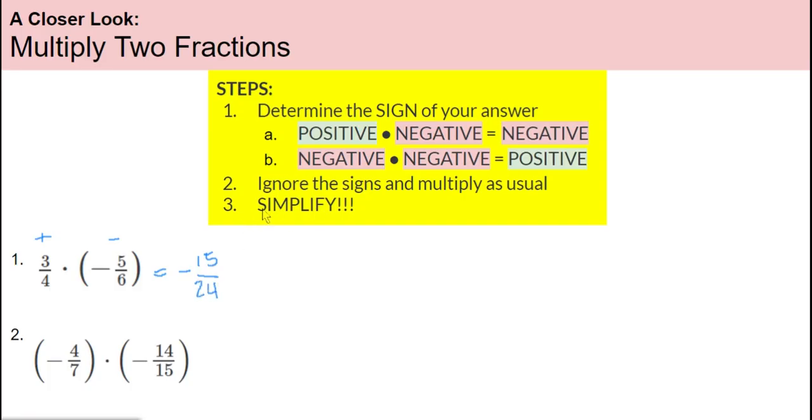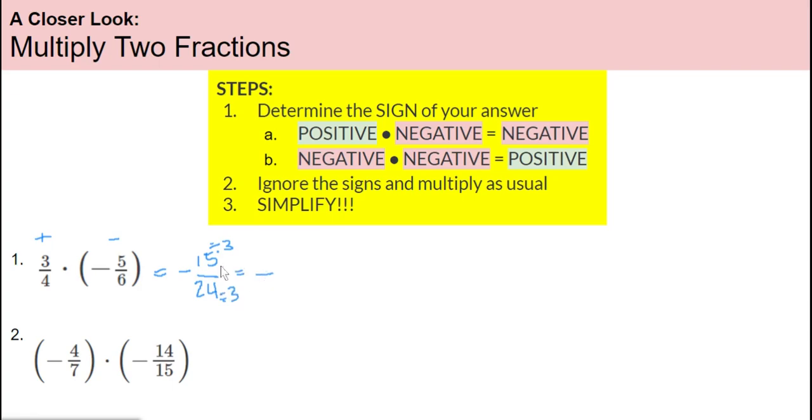Step 3, simplify. Can you divide a number into 15 and 24? Right? Play around with it. Can you use 2? Does 2 work? 2 does not work. What about 3? Can I divide both of these by 3? Absolutely, I can. Okay, they're both in the 3 times tables.